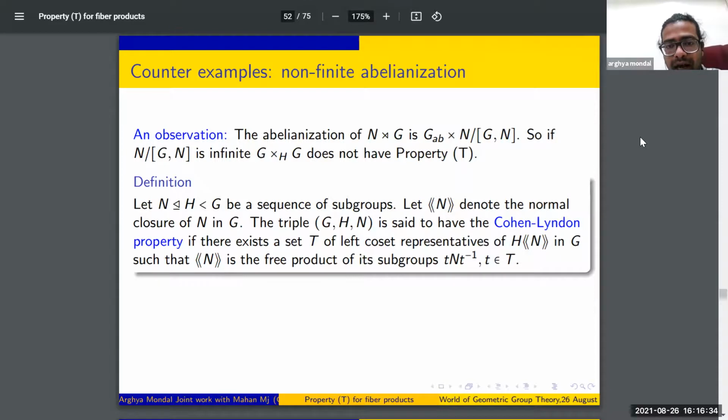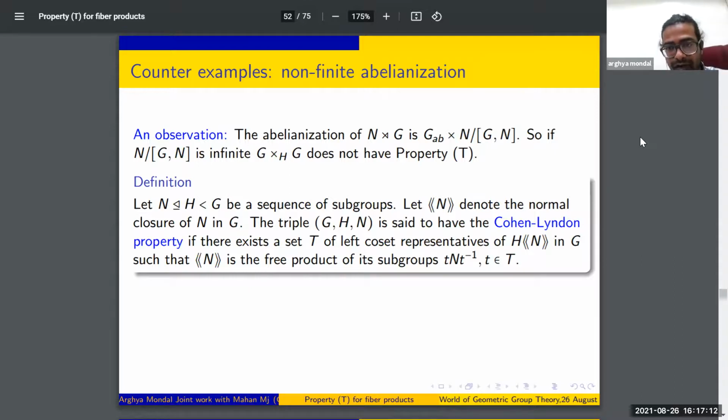In fact, if you take a set of left coset representatives of H into the normal closure of the group H into the normal closure, and take the free product over only this set, even then the map to the normal closure will be surjective. And what the Cohen property says is that the map will also be injective. So that is, N can be written as a free product of the subgroups T and T inverse, where T varies over some left coset representatives of H in the normal closure of N in G.